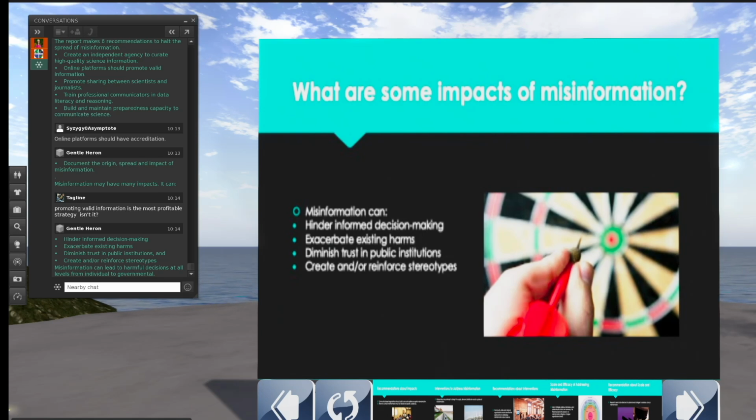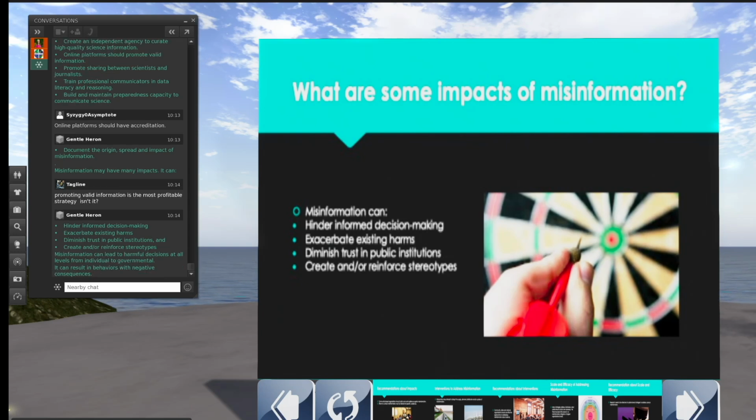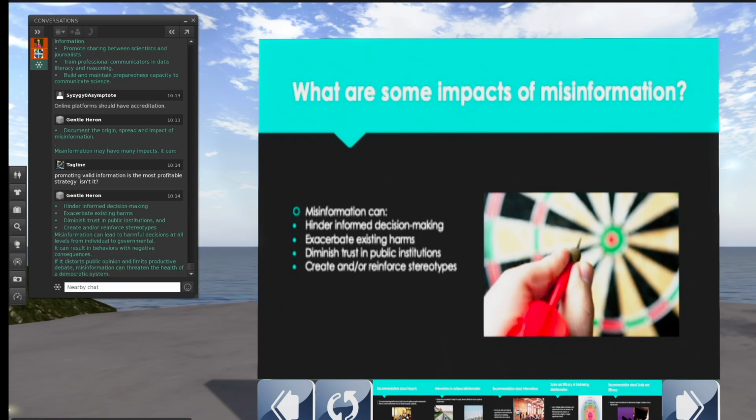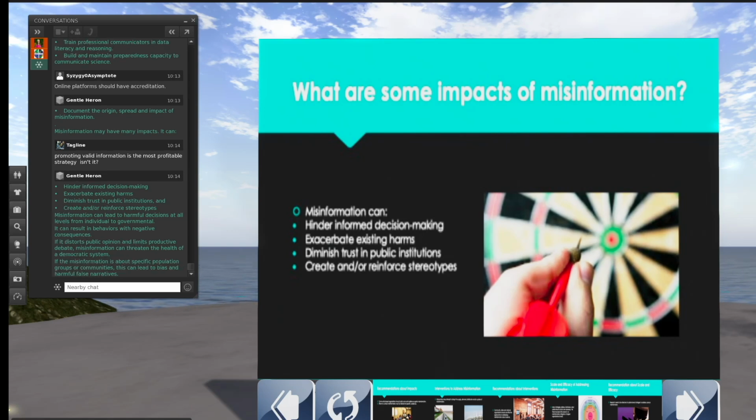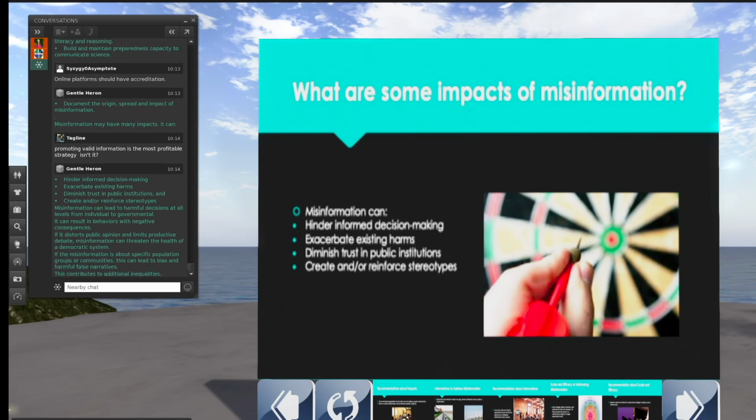Misinformation can lead to harmful decisions at all levels, from the individual to the governmental. It can result in behaviors that have negative consequences. If the misinformation distorts public opinion and limits productive debate, misinformation can threaten the health of a democratic system. If misinformation is about specific population groups or communities, this can lead to bias and harmful false narratives, and that contributes to additional inequalities.